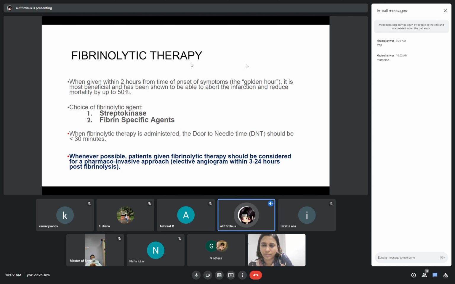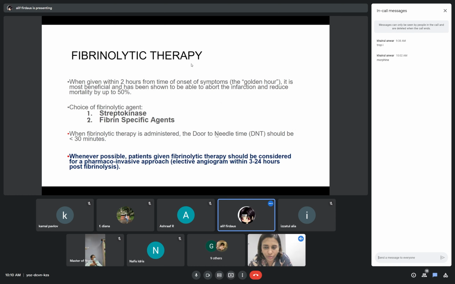So what is the fibrinolytic therapy? It is when given within 2 hours from time of onset of symptom, it is called the golden hour of fibrinolytic therapy, within 2 hours. It is most beneficial and has been shown able to avoid infarction and reduce mortality by 50%. So we have two choices of fibrinolytic agent. First one is streptokinase and the second one is fibrin specific agent. When fibrinolytic therapy is administered, the door to needle time should be less than 30 minutes.